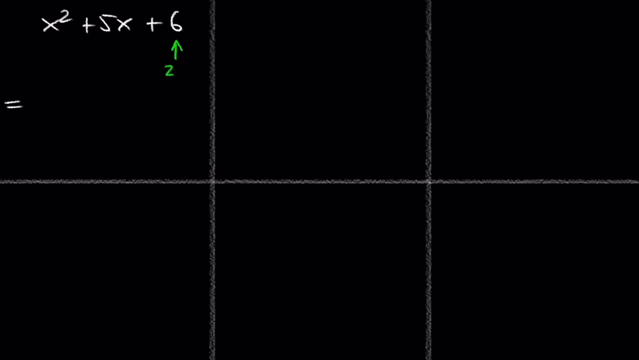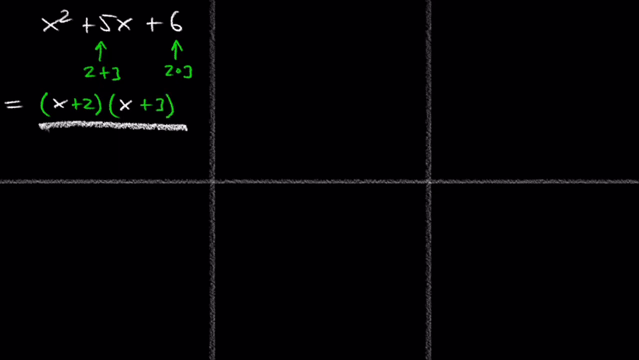2 times 3 is 6 and 2 plus 3 is 5. So we can write this trinomial as x plus 2 times x plus 3. In other words, the factors of x squared plus 5x plus 6 are x plus 2 and x plus 3.